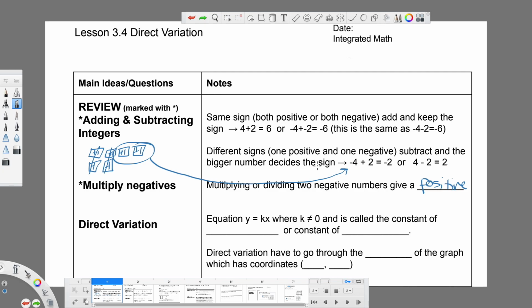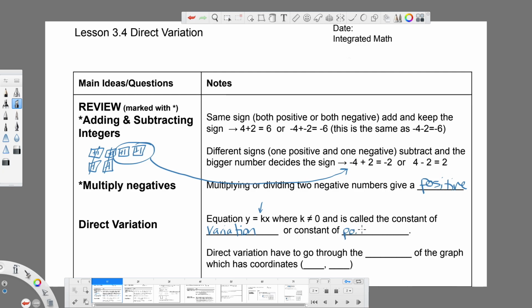Alright, so let's go ahead and take a look at direct variation. The equation y equals kx, where k is not 0. So this is just a new variable we're being given specifically for this equation, and it can't be 0 in this situation. And this is called the constant of variation, which we can also think of as the slope, or we can call it the constant of proportionality also.